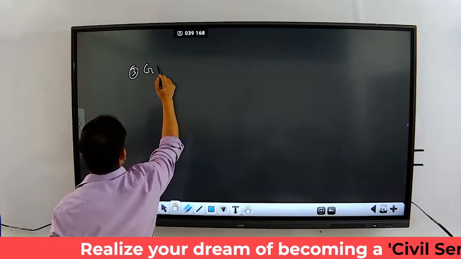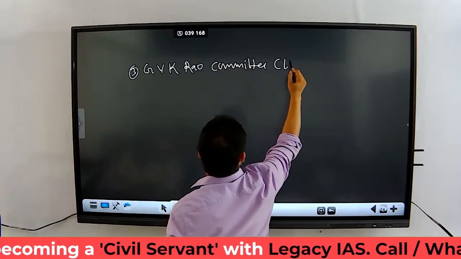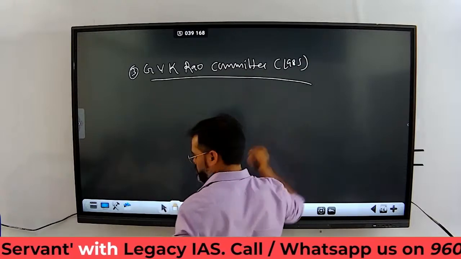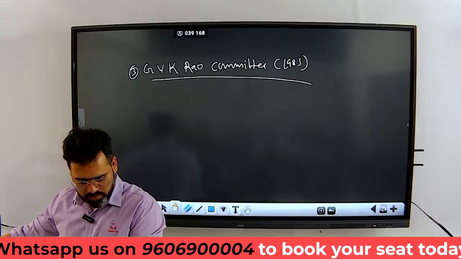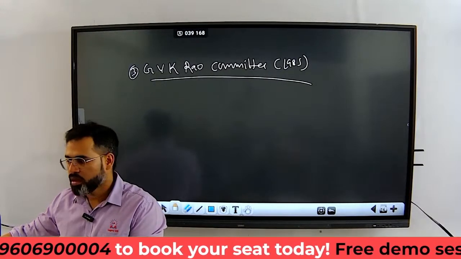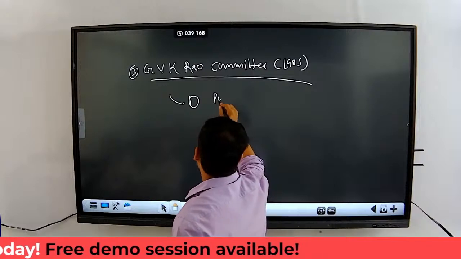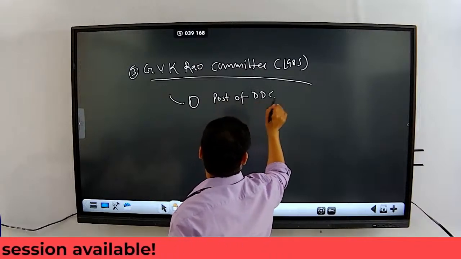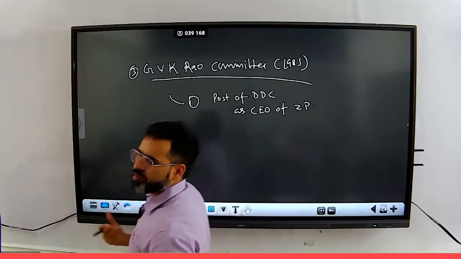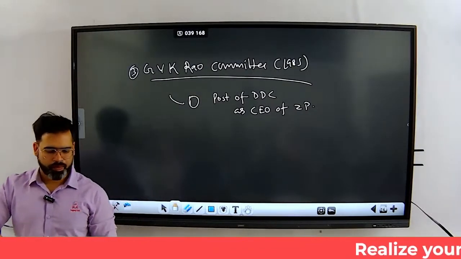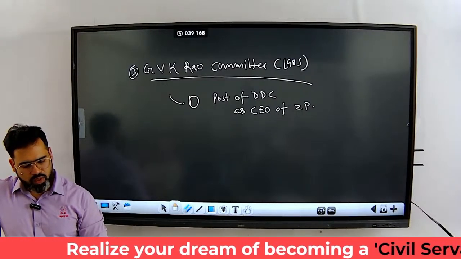Third committee is GVK Rao committee, 1985. It was set up by Planning Commission. So they have recommended very few things basically. One is post of DDC as CEO of Jila Parishad. DDC, District Development Commissioner. Post of DDC is the CEO of the Jila Parishad.